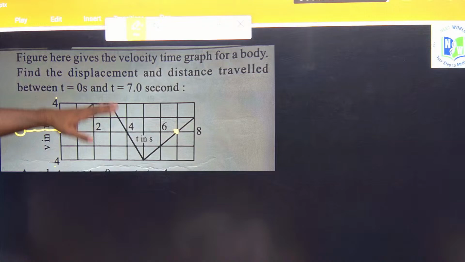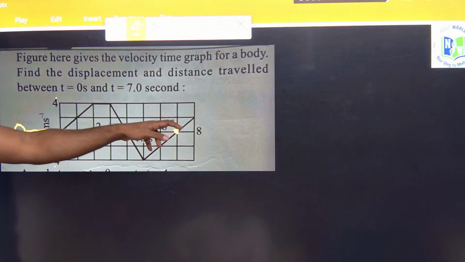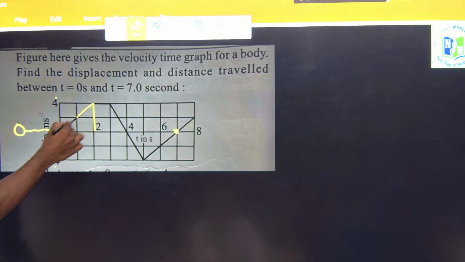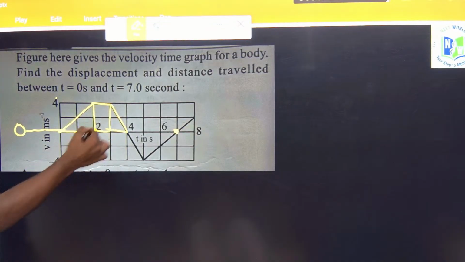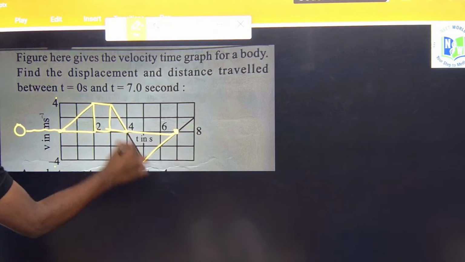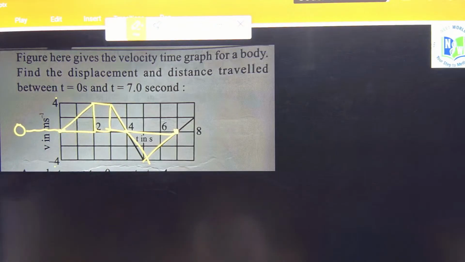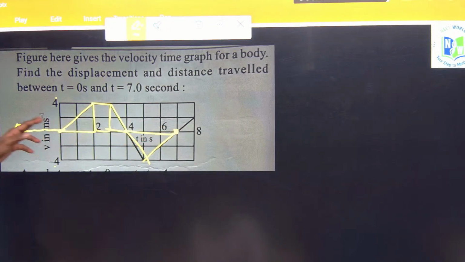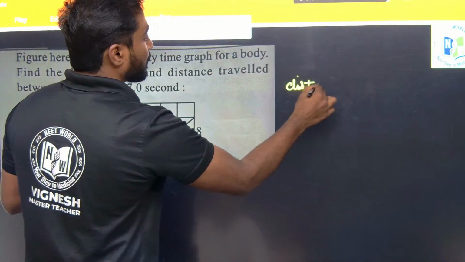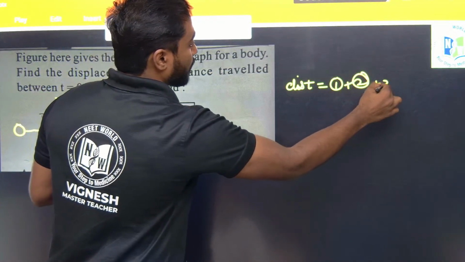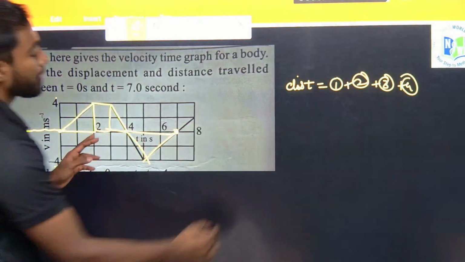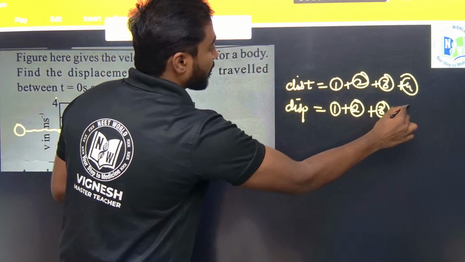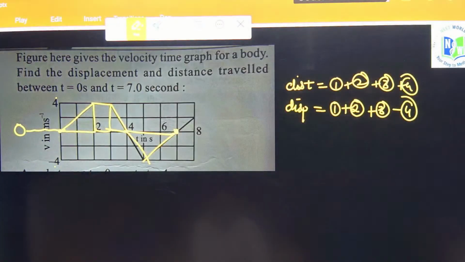So what they are asking is distance and displacement. Distance means I should add the total thing. Displacement means positive and negative are considered. If you see here, this is one triangle, rectangle, triangle, again rectangle, triangle, no? I should find the area of each and sum up, and I will get the distance. So distance is 1 plus 2 plus 3 plus 4 diagrams, and the displacement is 1 plus 2 plus 3 minus 4. Okay, got it, no?